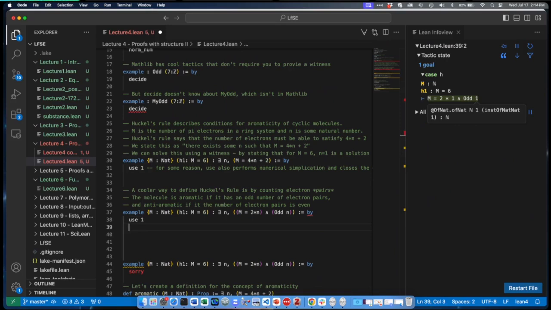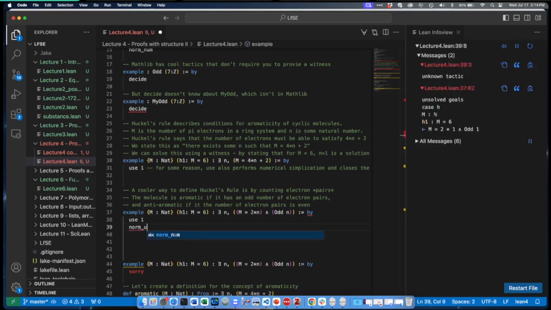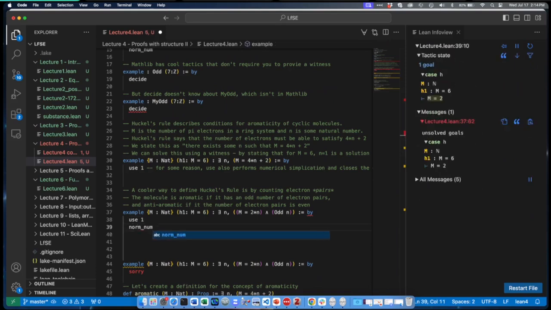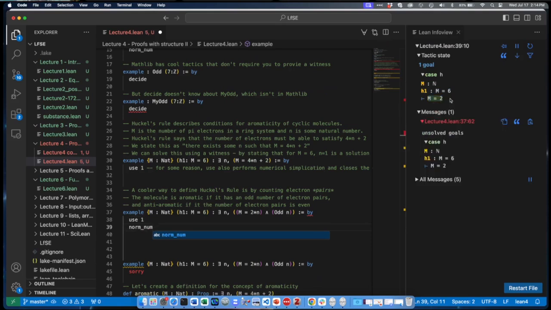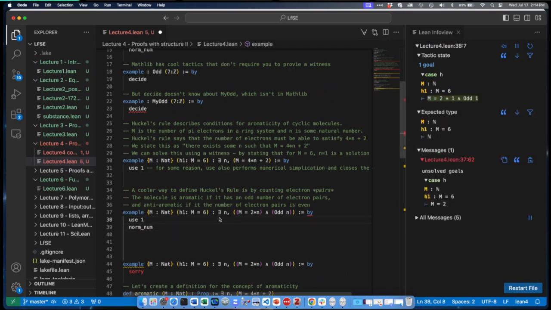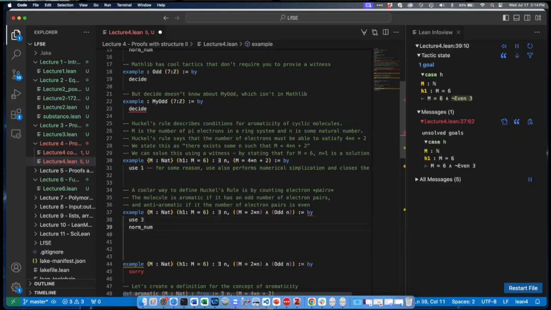The thingies above. Norm num, we can try norm num. So norm num leaves us with m is equal to 2. Oh, why am I using 1? Should I be using 3? Use 3. Okay.